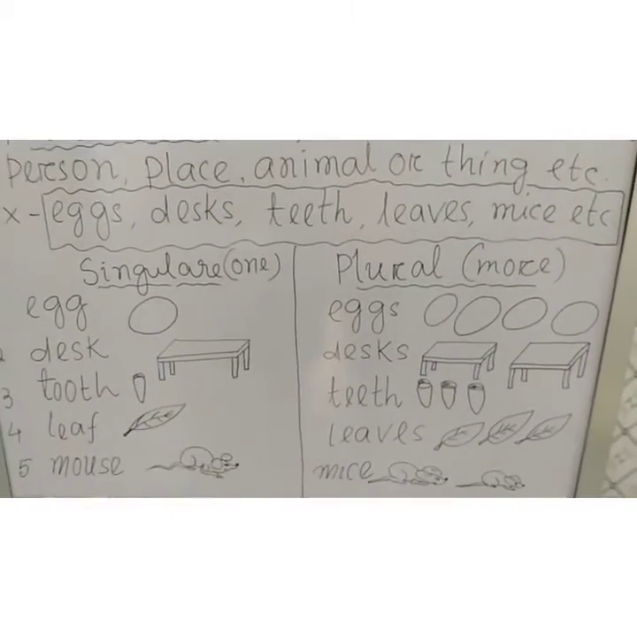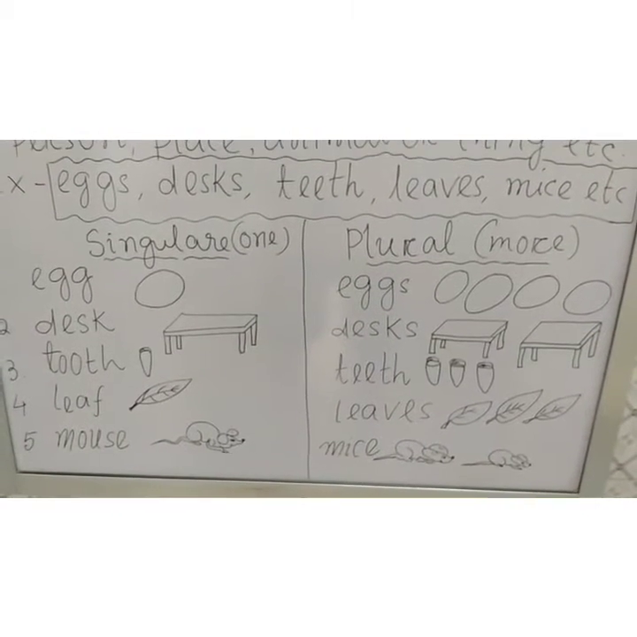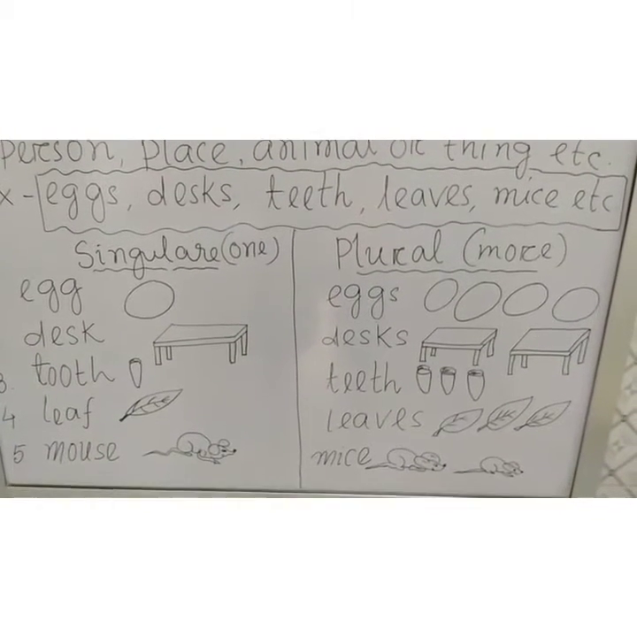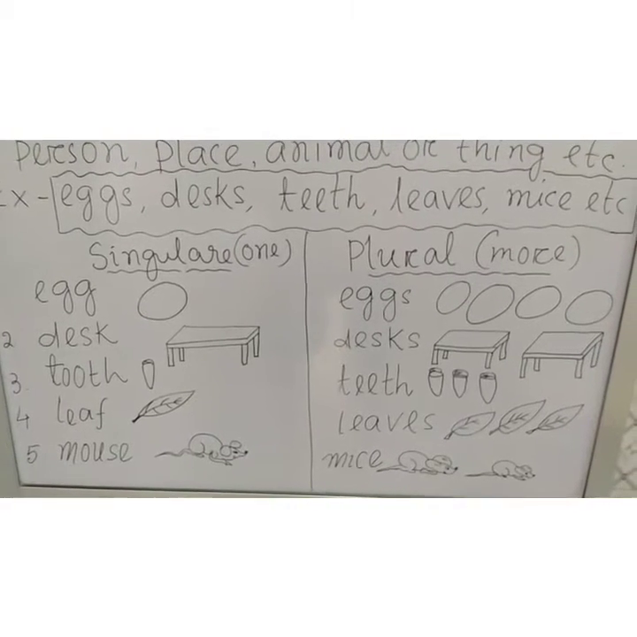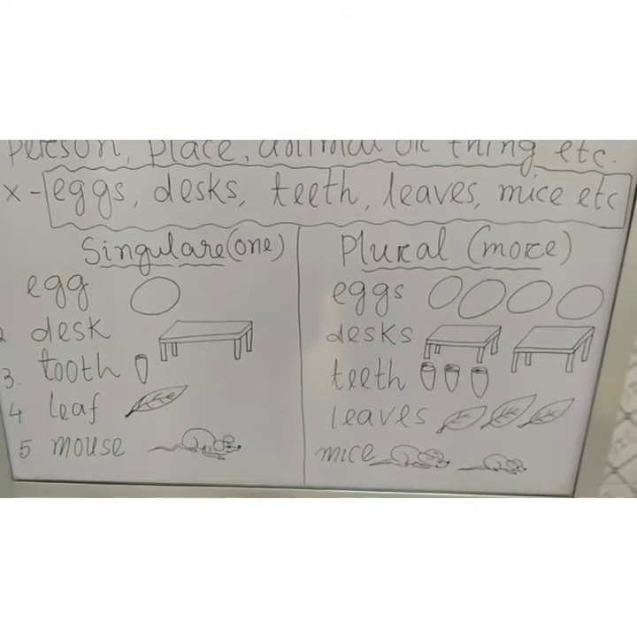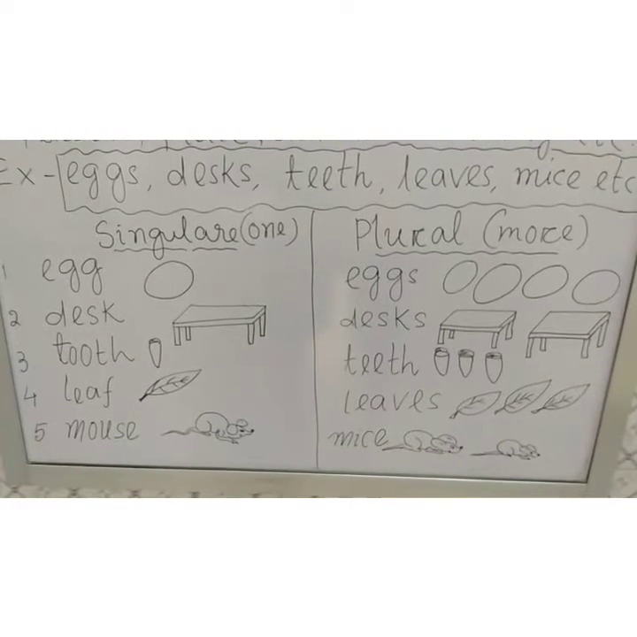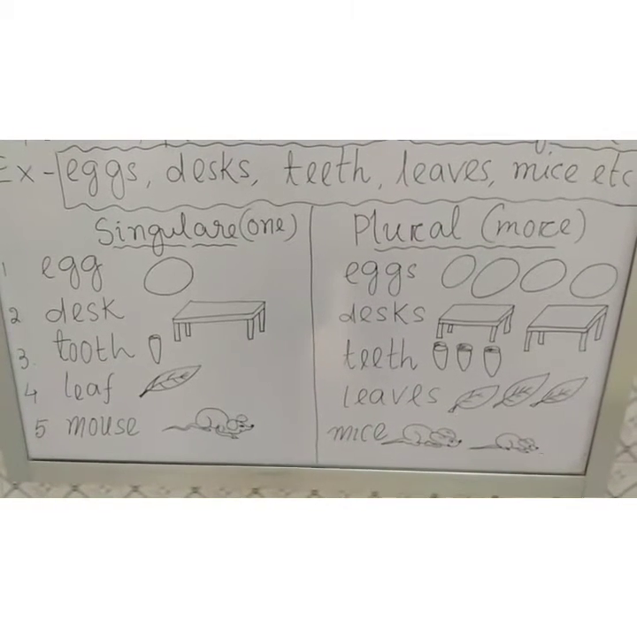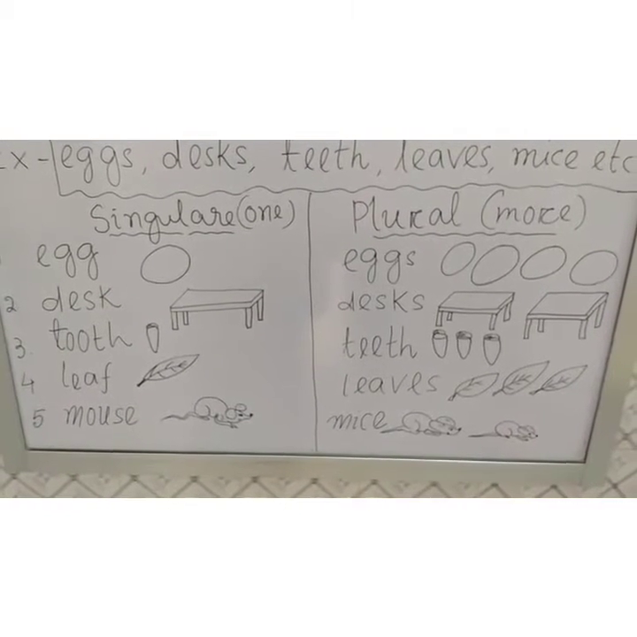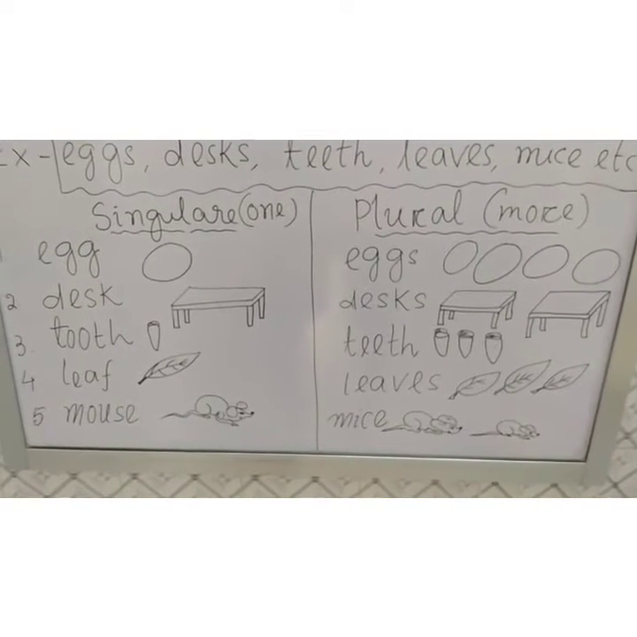Now children, I have done some pictures to show you about singular and plural. Singular means one, plural means more. Egg, if it is one egg, egg. If it is more than one egg, eggs. If one desk, it is desk. If it is more than one desk, it is desks. You can see two desks pictures are here.